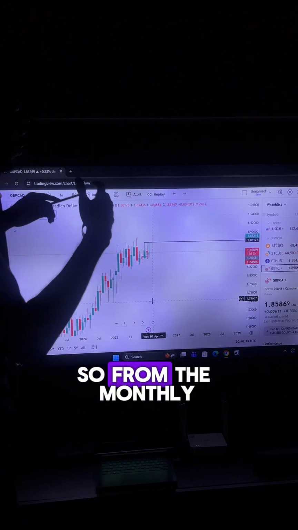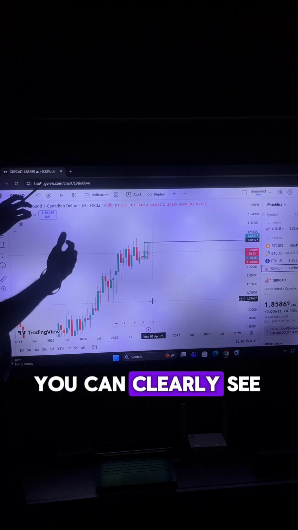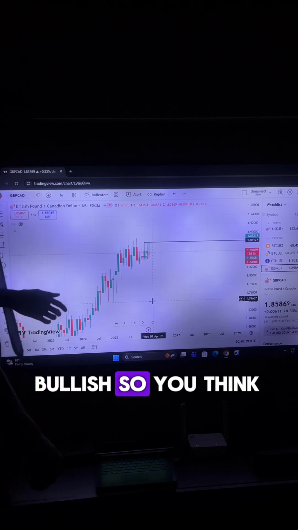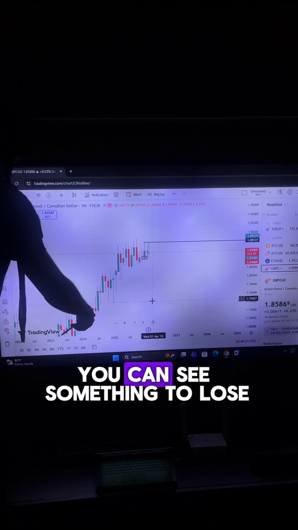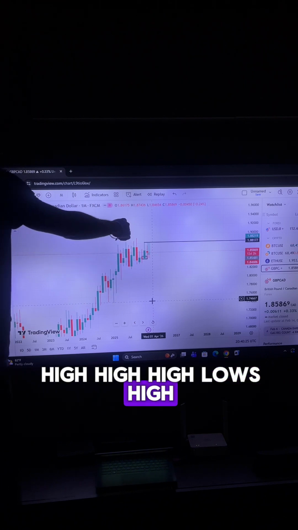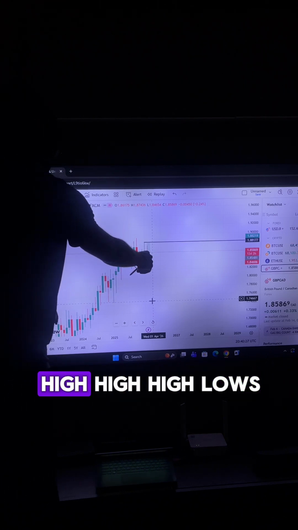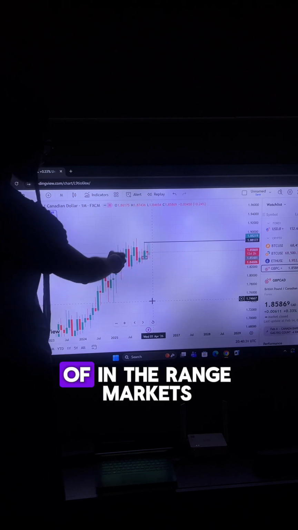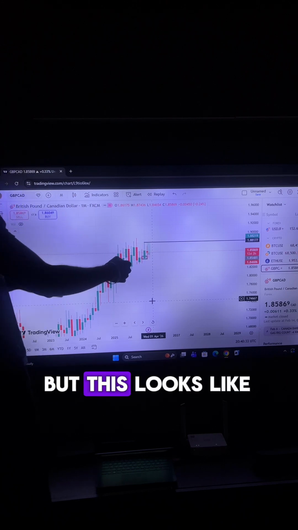From the monthly time frame, you can clearly see we have a bullish market. It is very obvious. You can see higher highs, higher lows, higher highs, higher lows. Even though it looks like this is kind of a range market, it looks like we've been bullish.